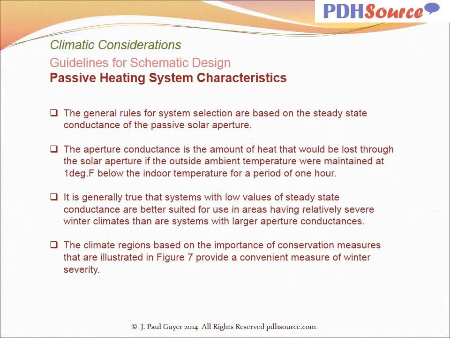The general rules for system selection are based on the steady-state conductance of the passive solar aperture. The aperture conductance is the amount of heat that would be lost through the solar aperture if the outside ambient temperature were maintained at 1 degree Fahrenheit below the indoor temperature for a period of 1 hour. It's generally true that systems with low values of steady-state conductance are better suited for use in areas having relatively severe winter climates than are systems with larger aperture conductances. The climate regions based on the importance of conservation measures that are illustrated in Figure 7 provide a convenient measure of winter's severity.